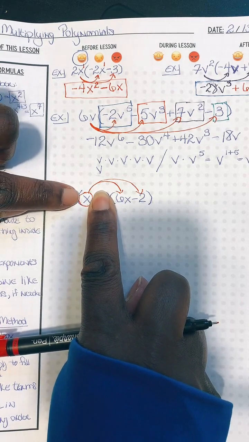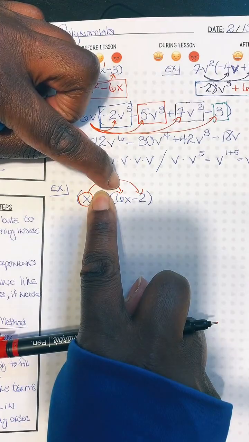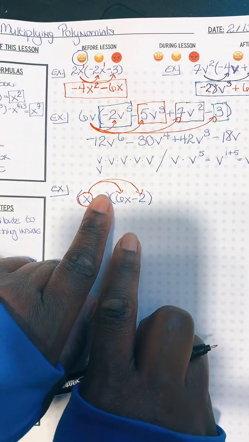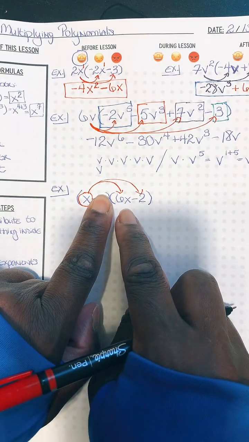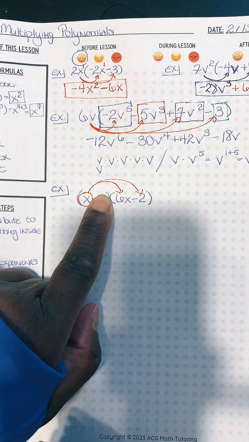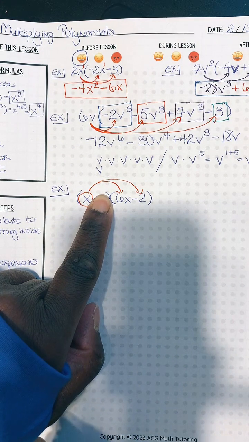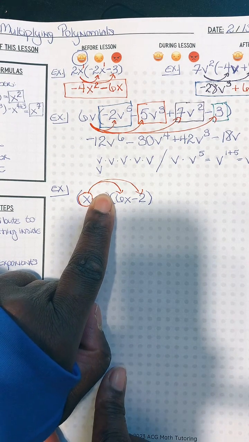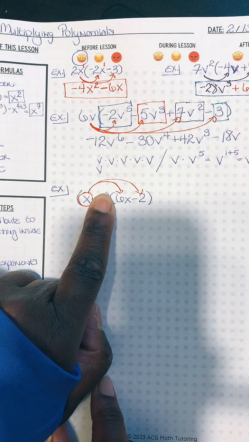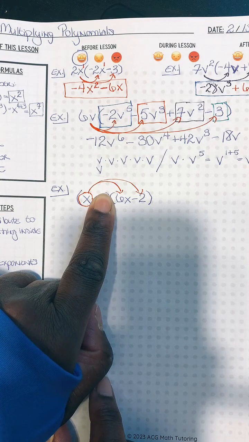So cover that up. We're going to multiply x times 6x. So what is x times 6x? Put it in the chat. X times 6x. Okay, 6x squared, 6x. Which one is right? Who's right? 6x squared or 6x?